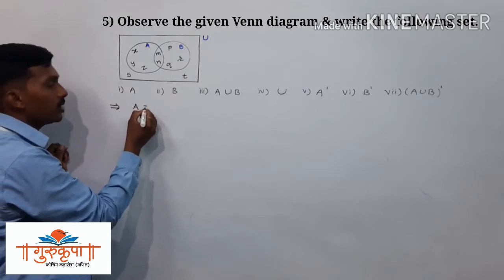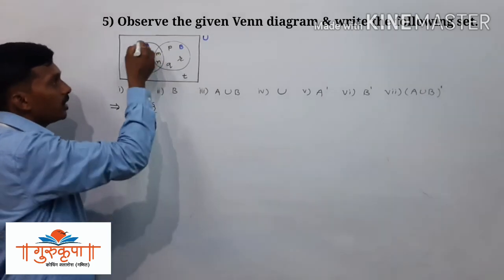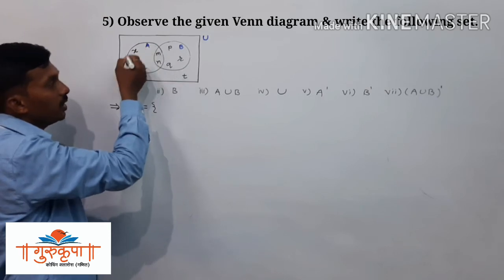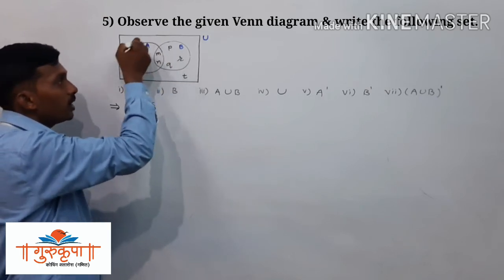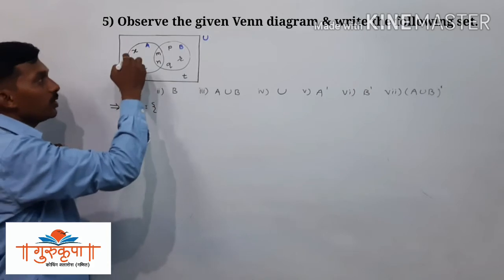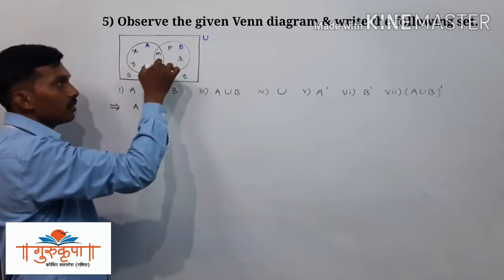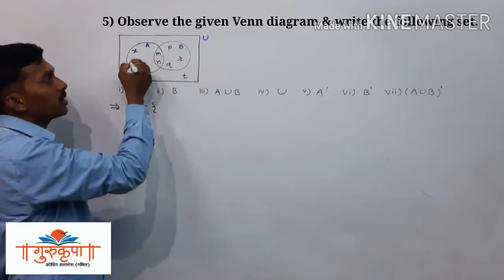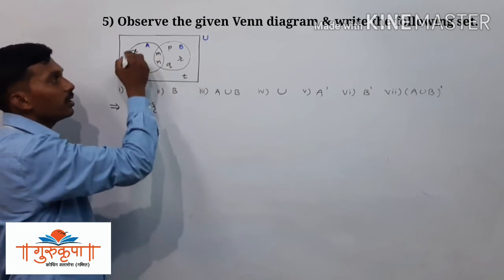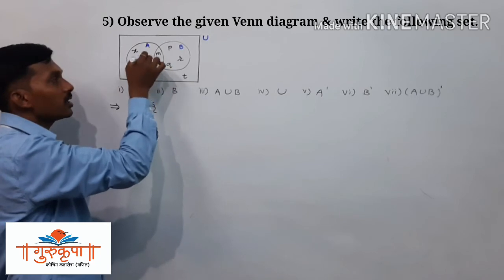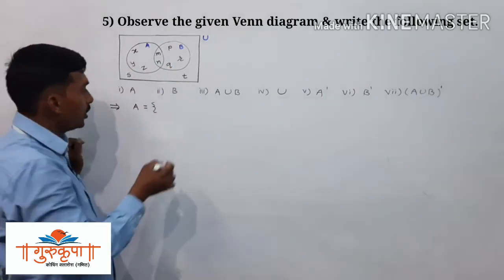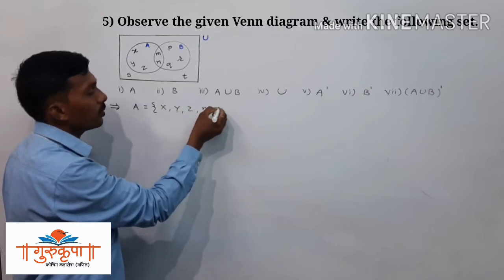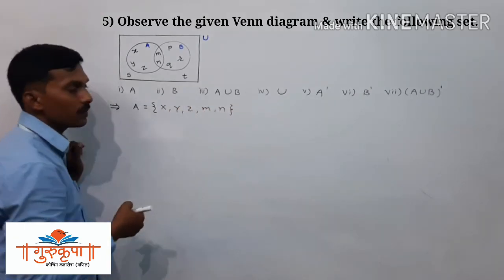Here we have to write the set A. For the set A we have a circle. See, this is the name of the set, that is A, and we have to write all the elements in the set A. So within this circle which is representing set A, we have 5 elements in all, that is X, Y, Z, M and N. All these 5 elements are there inside the set A. So here you have to write x comma y comma z comma m comma n, that is the set A.